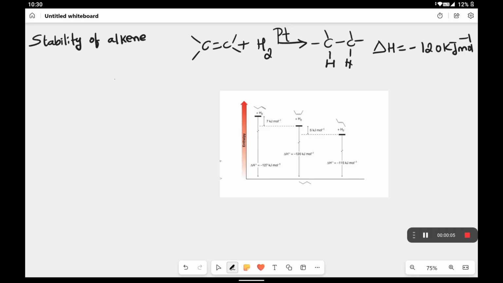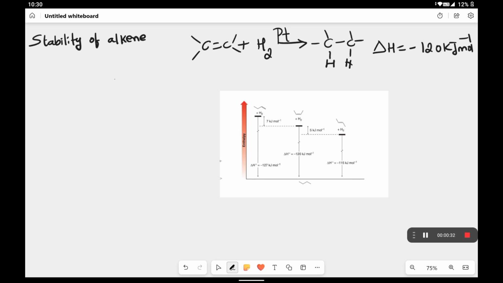The stability of the alkenes. The stability of the alkenes can be explained by means of the hydrogenation reaction. Alkenes on hydrogenation in the presence of hydrogen gas over a platinum catalyst give a saturated compound, that is an alkane. It is an exothermic reaction in which heat is liberated to the system.